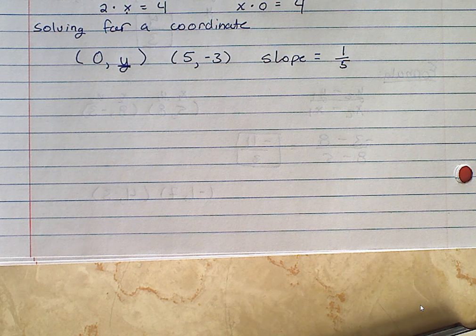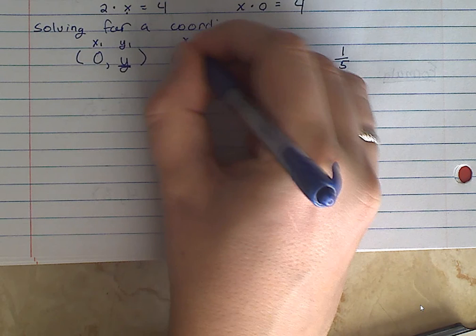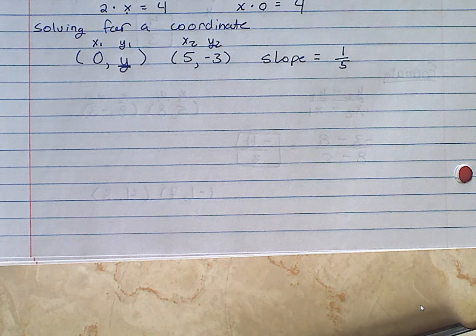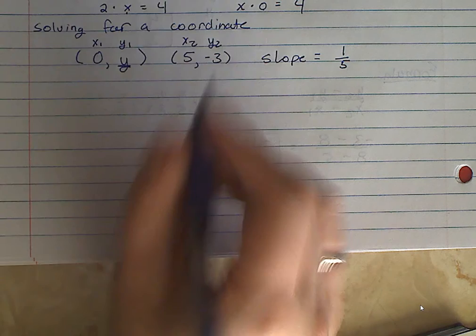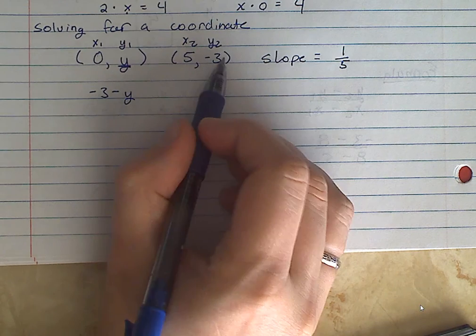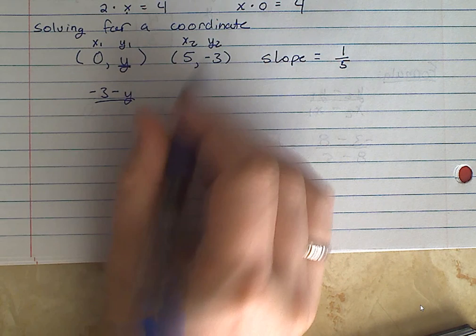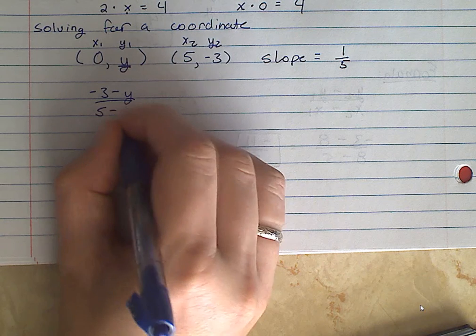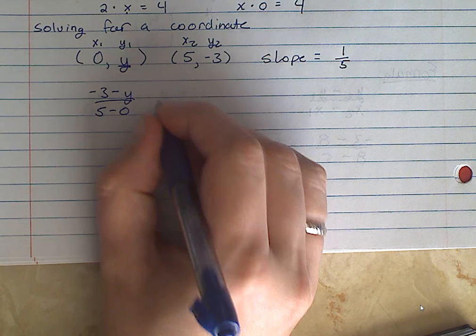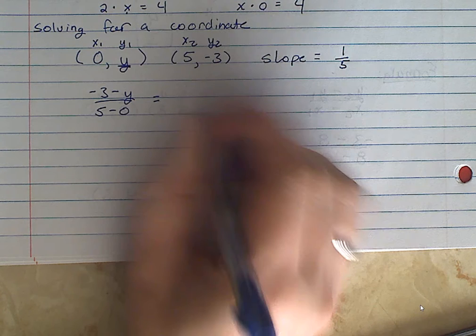So this is going to be x1, this is y1, this is x2, this is y2. So we're going to use the formula on this. We can't use the Mr. Taft method with these. You have to use the formula. So we're going to do negative 3 minus y, because negative 3 is y2, y is y1, over 5 minus 0. And this is going to be equal to the slope. And the slope in this case, we know what it is. It's 1 over 5.